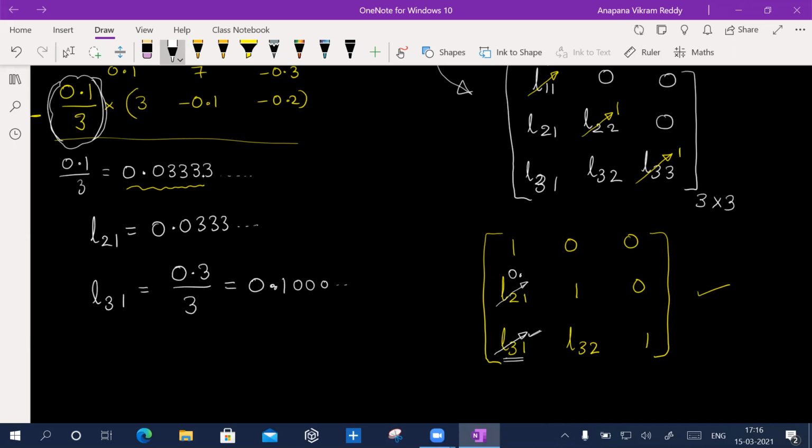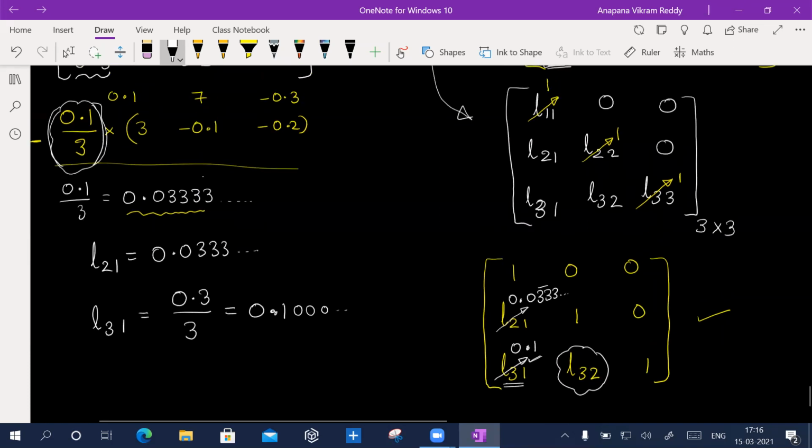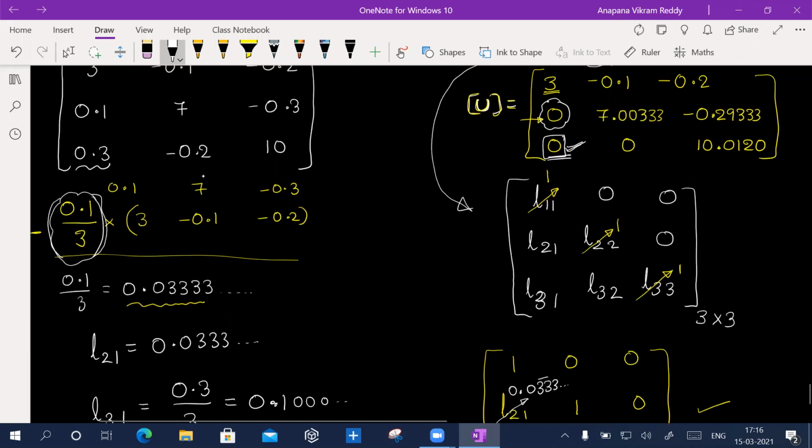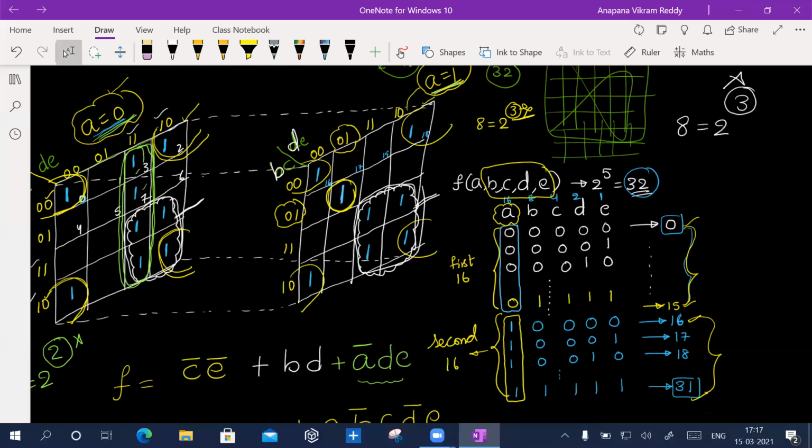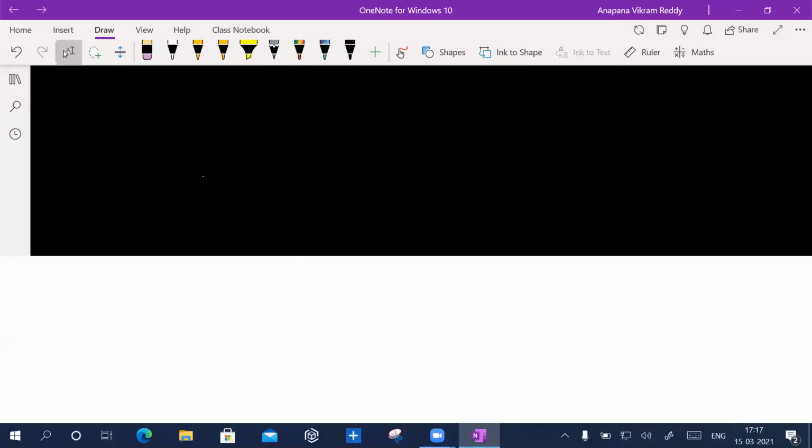So we obtain these two values. The first one is 0.03333, and so on. I can put a bar on it like this. And this one is 0.1. Now, how do we find L32? It's again the same, simple. How did you make this element zero? What multiplier did we use?